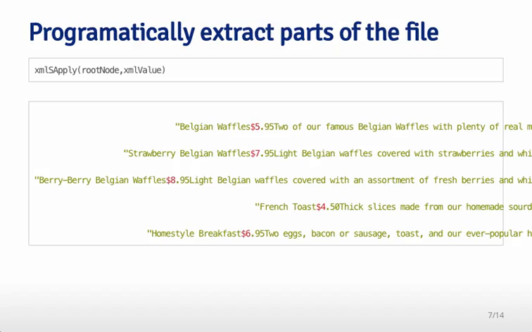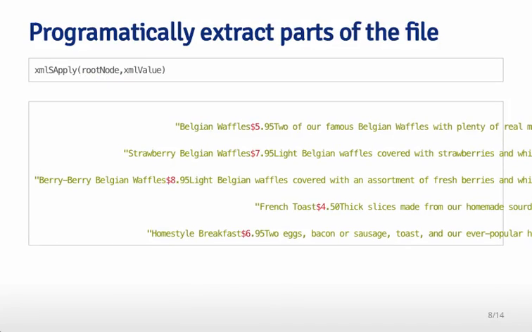You can also programmatically extract different parts of the file with the XML sapply command. You pass it a parsed XML object, and then you tell it what function you'd like to apply. In this case, XML value. That's going to loop through all of the elements of the root node and get the XML value. By default, this is done recursively. Since the root node contains the entire document, it's going to go through and get every single value of every single tagged element in the entire document. So you just get a bunch of text all strung together. That's all the text that was in that document.